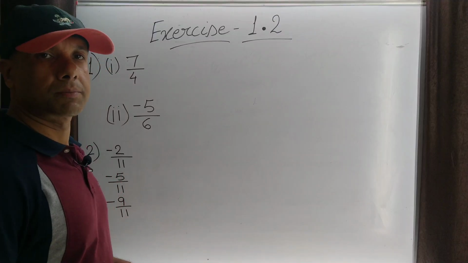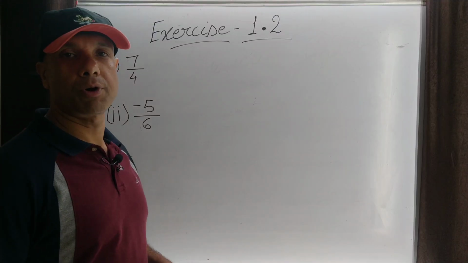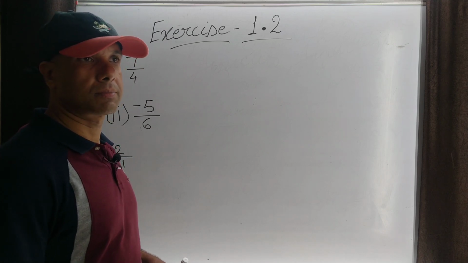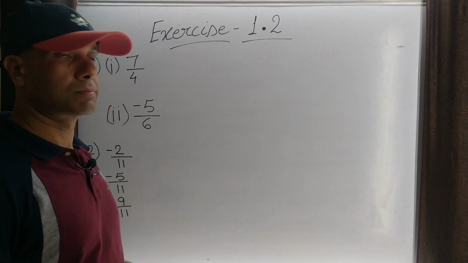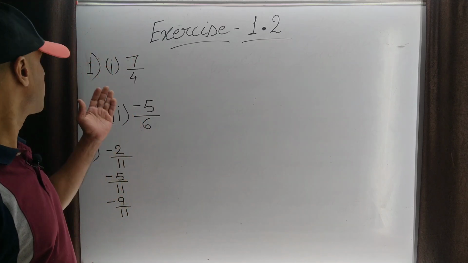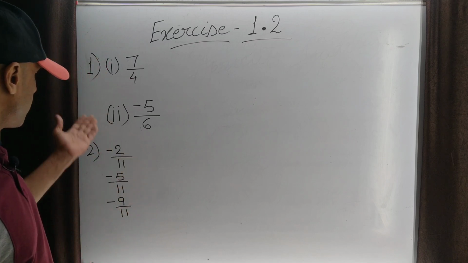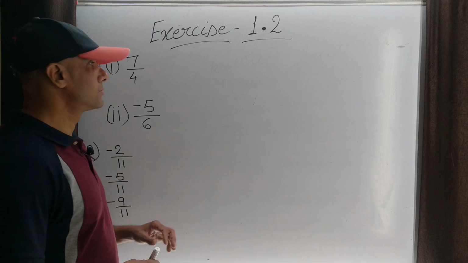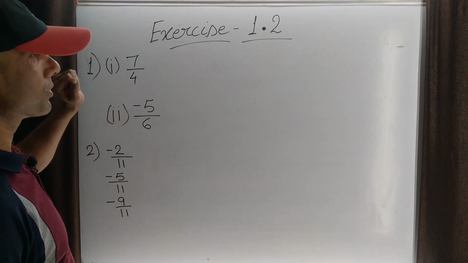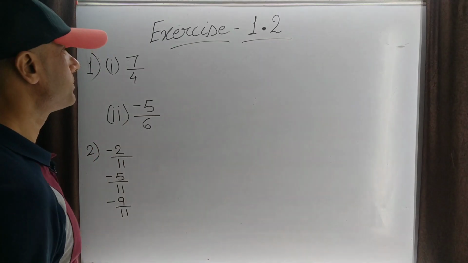Today we'll be covering exercise 1.2, mathematics class 8, that is rational numbers, right? So let's start with question number 1. I have also written down question number 2. The question is, represent 7 by 4 on the number line.